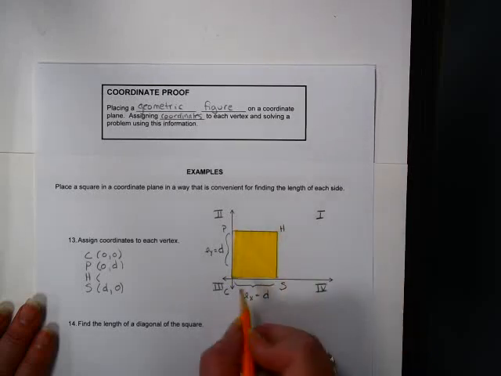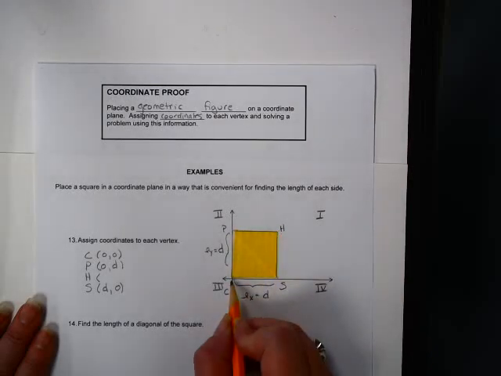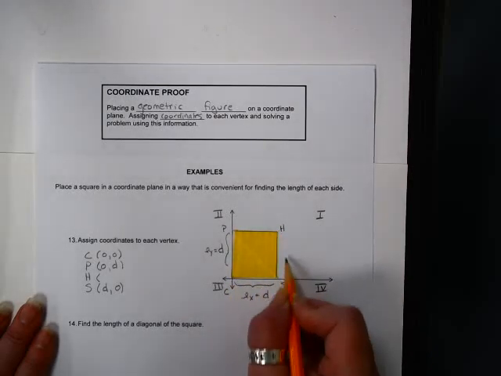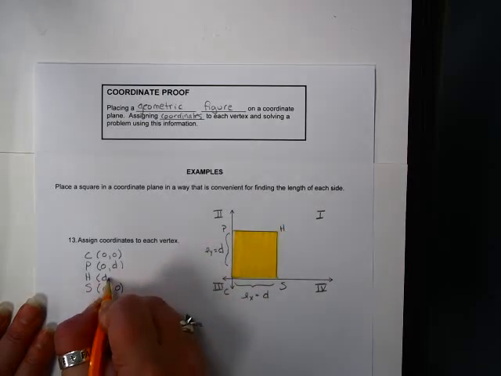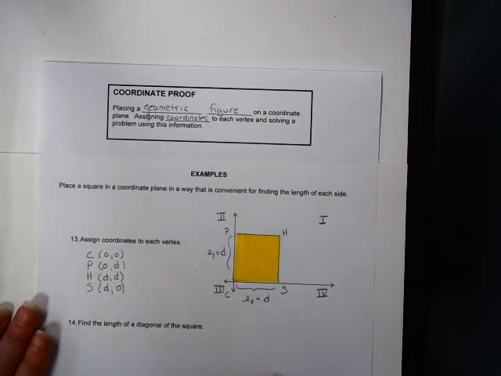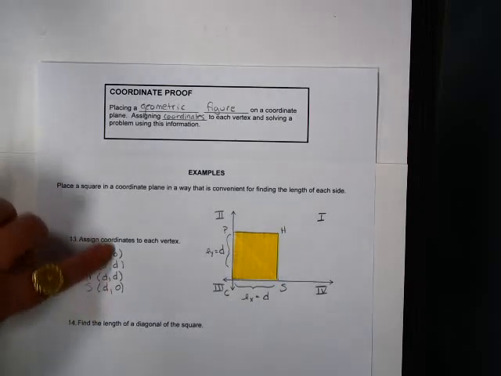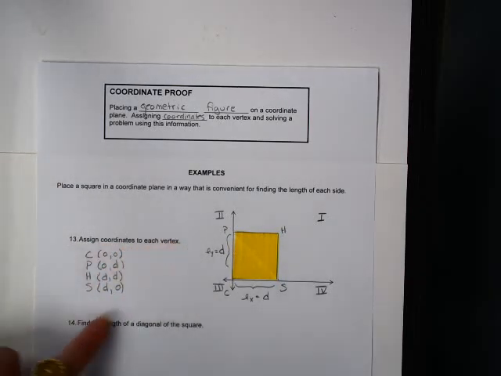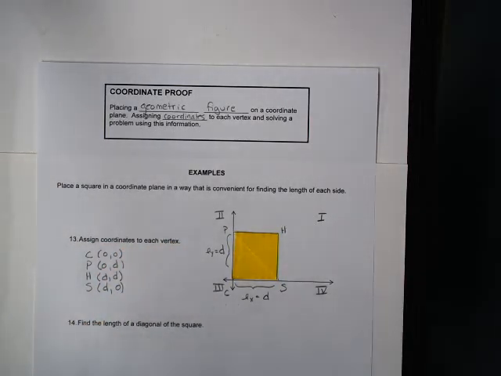All right, this one up here, to get to H, I have to go D units to the right and D units up. So that's going to be D, comma, D. All right, so there I have assigned coordinates to each vertex. They're variables, but they are coordinates.